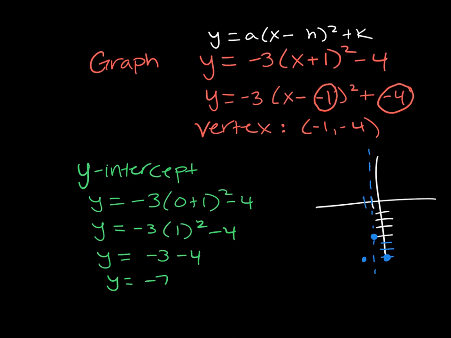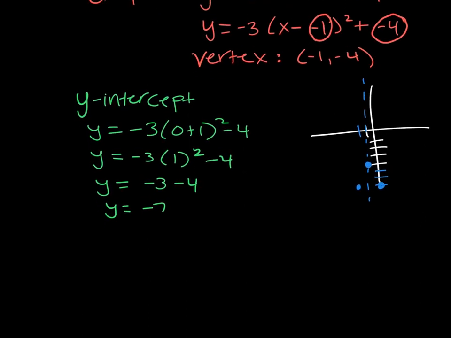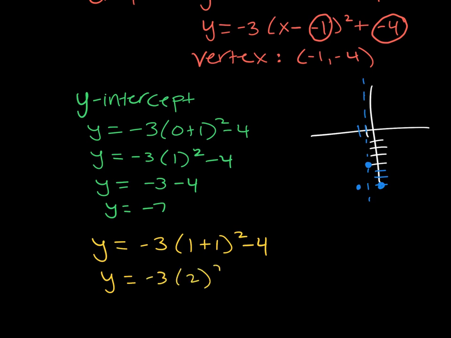If I thought to myself, man, I really think I should have another point, which it seems like that might be the case, what I might do is go ahead and plug in one more point. I'm going to pick 1. And you can pick any point. I'm just thinking that another point over here would be helpful. So I'm just picking 1, but you could pick 2 or -3 or, you know, something that we haven't done yet. And so that gives me -3 times 2 squared minus 4. So that gives me -3 times 4 minus 4, which is -12 minus 4, which is -16.